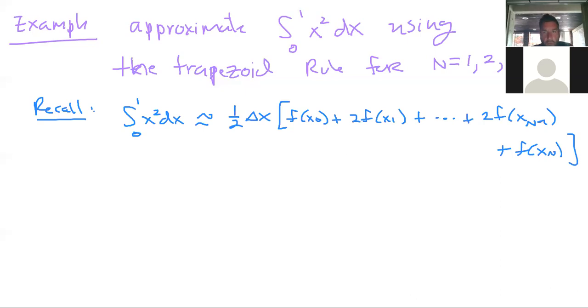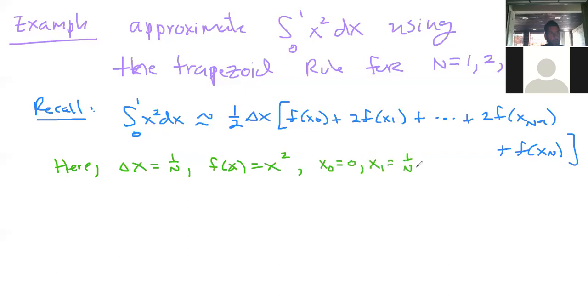So what are our functions here? Let's make sure we're all on the same page. For this particular one, delta x is just 1 over n, and f of x, of course, is x squared. And then your x sub 0 is equal to 0, x sub 1 is 1 over n, etc.